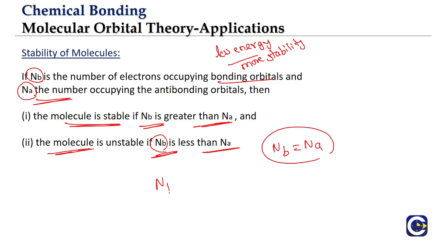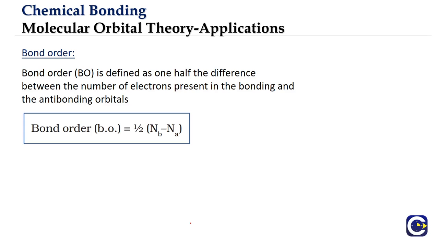So number of bonding electrons more than anti-bonding means stability. Number of bonding electrons either less than or even equal to anti-bonding means those molecules will be unstable. So this is how we can look at the stability of the molecules based on the total electrons present in the bonding orbitals and the anti-bonding orbitals. Now the same concept can be understood in a little more detailed manner by using the concept of bond order.